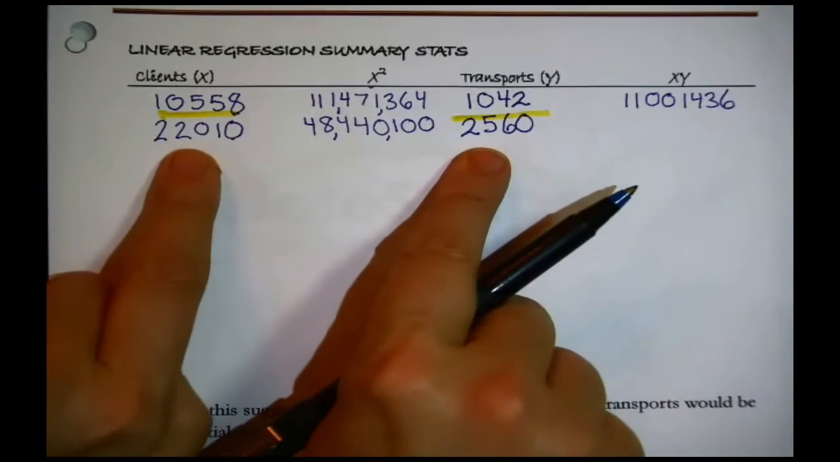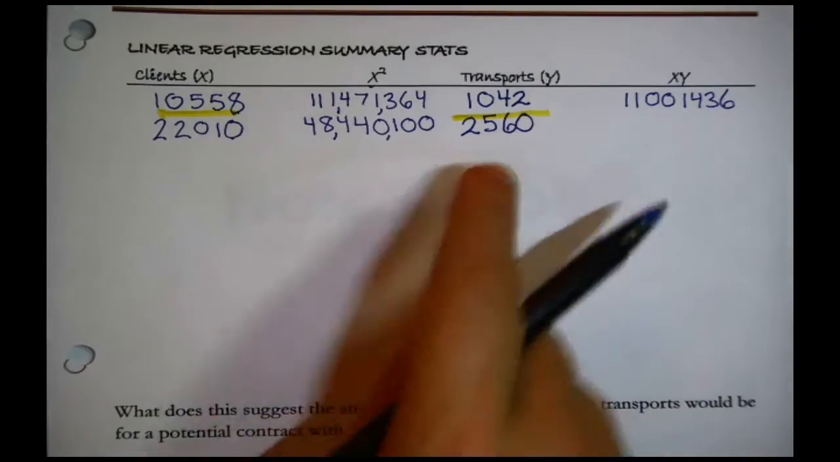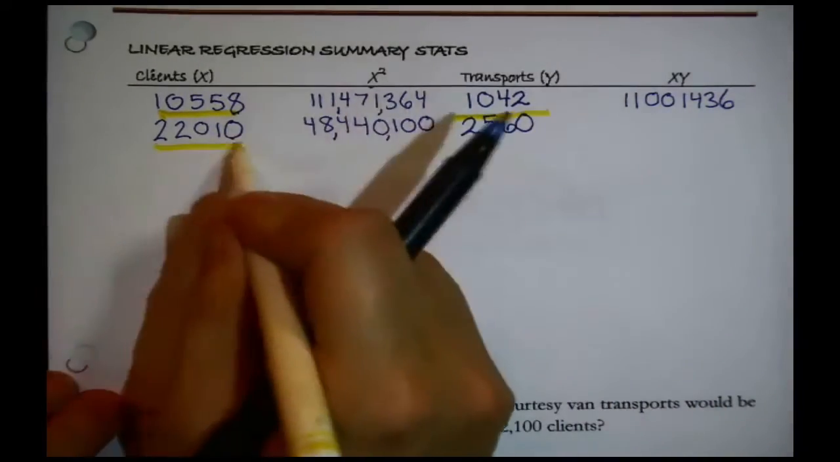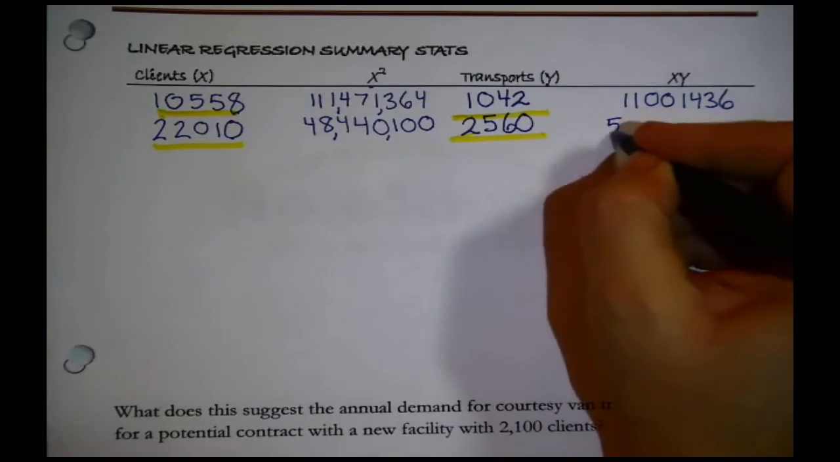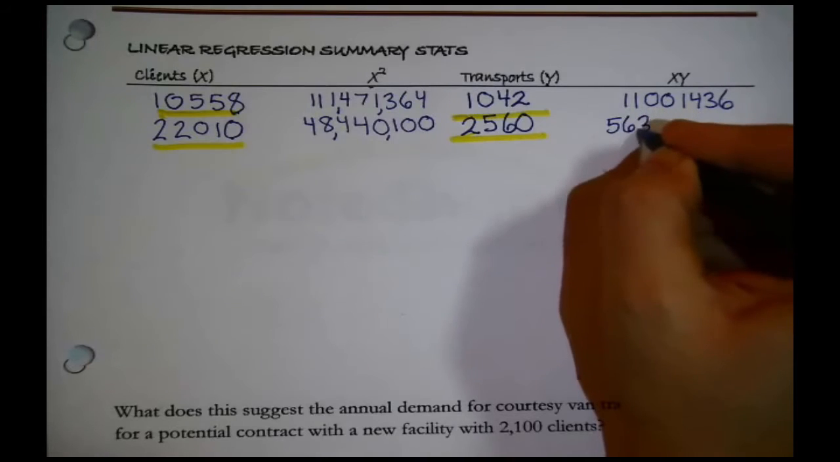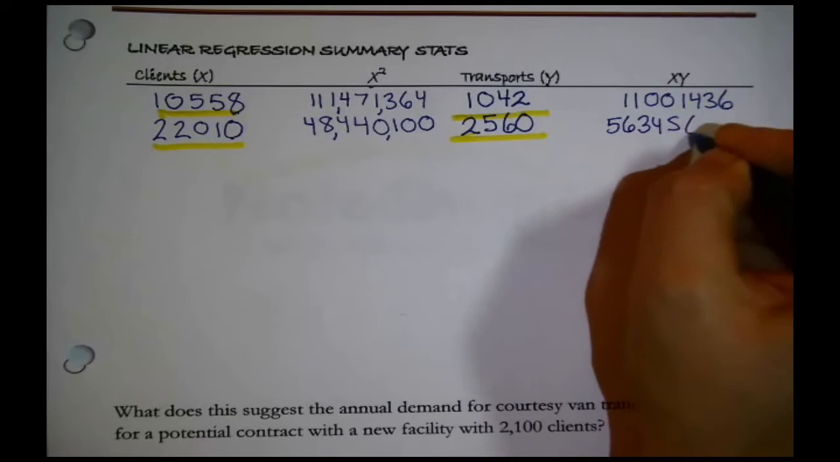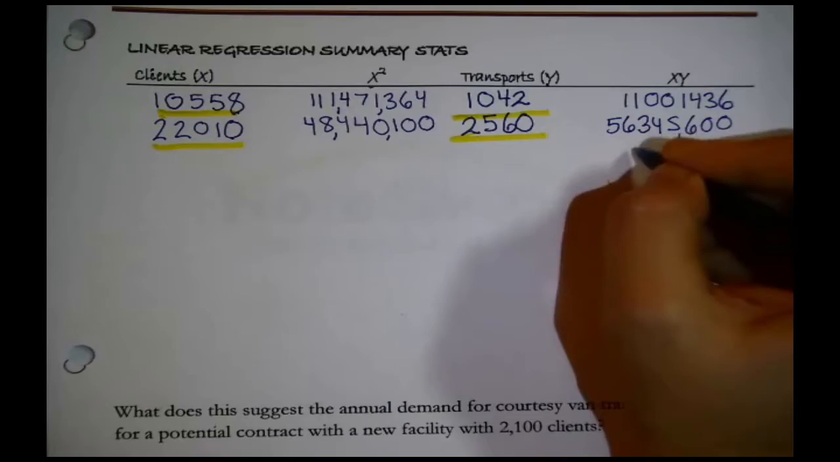Okay, why am I doing that? So that I have these two things on the same page. What is this, the x, times this, the y? Very large number. 56,345,600. Huh. Or 56 million some odd. Oh, all right. Now, I need to do this for each one of the contracts. Do you see how we've now done two? Okay, so I'm going to go ahead and do that.